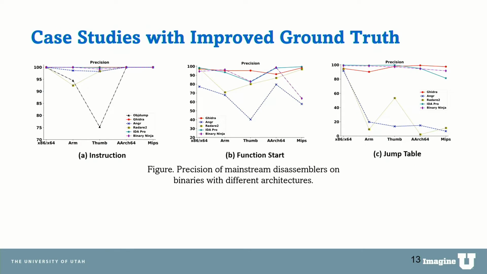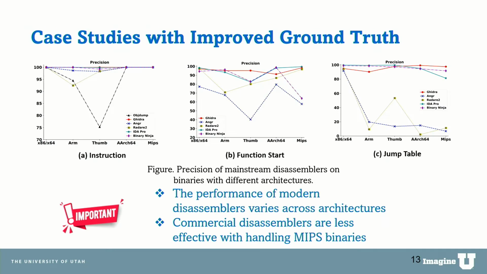So given the better ground truths, we again evaluate the performance of modern disassemblers. So this figure presents the precision of mainstream disassemblers on binaries with different architectures. So according to these tables, we can see the performance of modern disassemblers varies across the architectures. For instance, we can see Objdump could easily achieve over 90% accuracy on most of the architectures, but its performance significantly drops on ARM32 binaries. In fact, ARM32 usually poses a bigger challenge than ARC64 because of the execution mode.